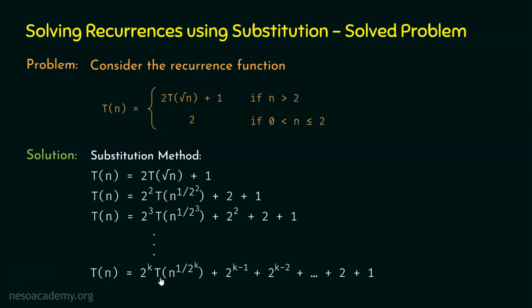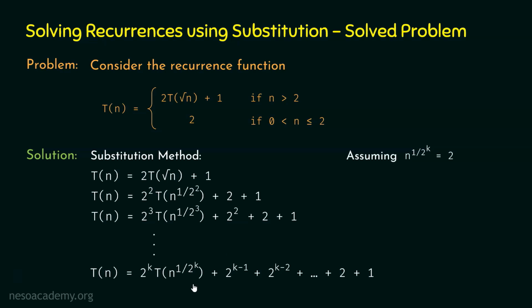Now let us assume Tn^(1/2^k) is the base case. Here we can observe that in place of n we have n^(1/2^k), and the base case is when Tn is equal to 2, if n is less than or equal to 2 and n is greater than 0. Let us assume n is equal to 2. This means n^(1/2^k) is equal to 2. This is my assumption. I am assuming this is the base case.